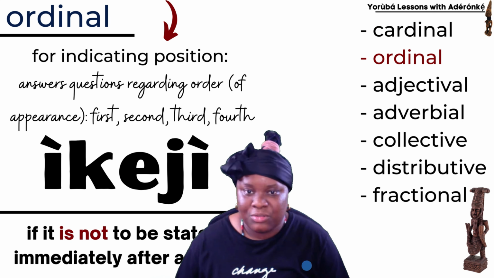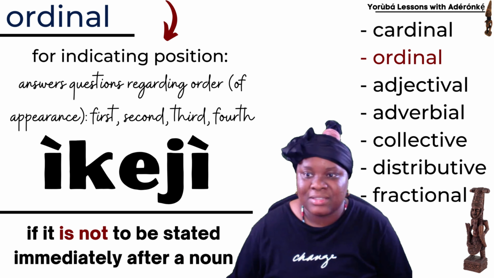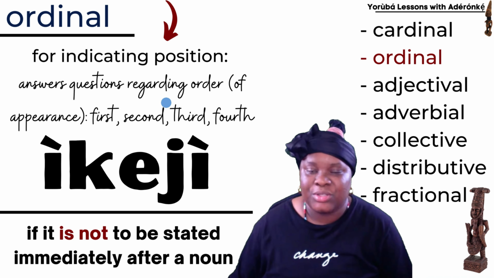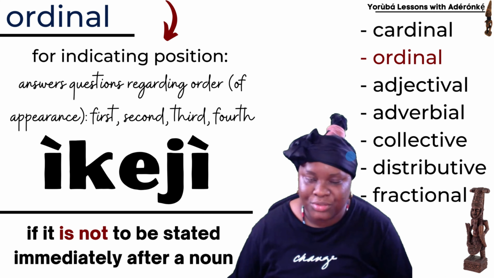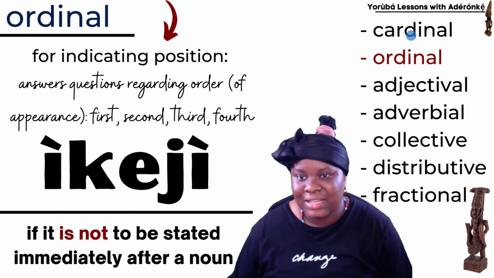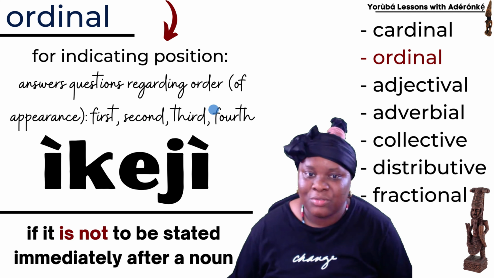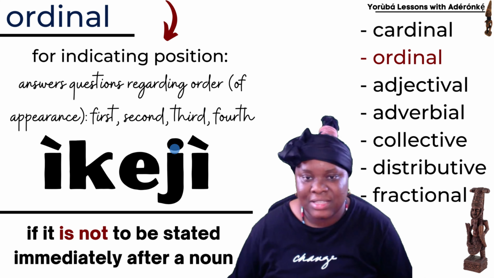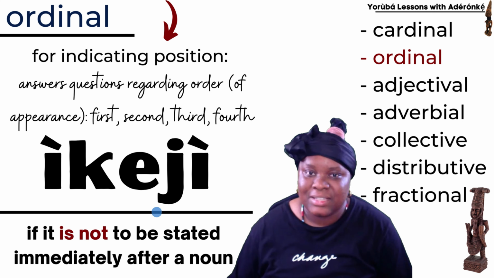In the ordinal form, for indicating position, ordinal answers questions or offers statements regarding the order of appearance, whether it's the first or the second or the third or the fourth. Ordinal is order. Cardinal is counting. The second in Yoruba is ikeji.